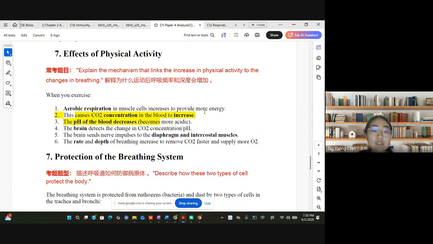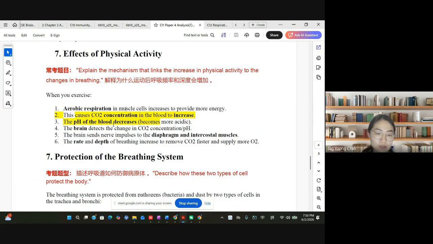So when the muscle cells do a lot of aerobic respiration, they release a lot of carbon dioxide. Carbon dioxide is an acidic gas, so it makes your blood pH become acidic. So the pH of blood decreases, okay? It becomes more acidic, and then it will be detected by your brain. Your brain will detect the change in the pH of the blood due to the increasing carbon dioxide concentration in the blood.